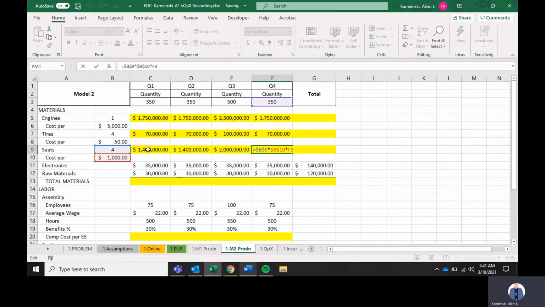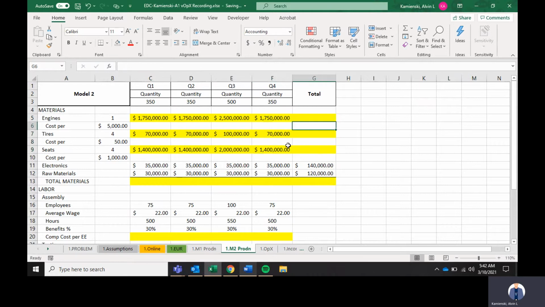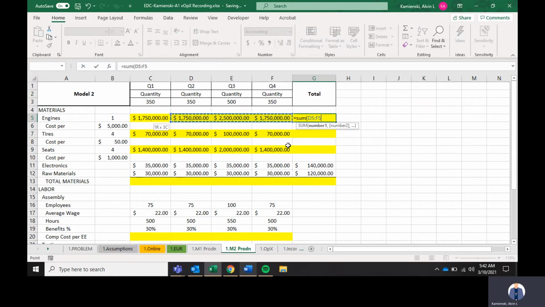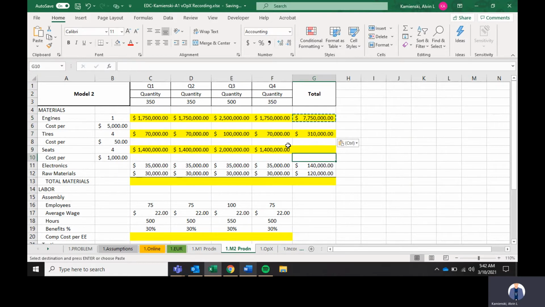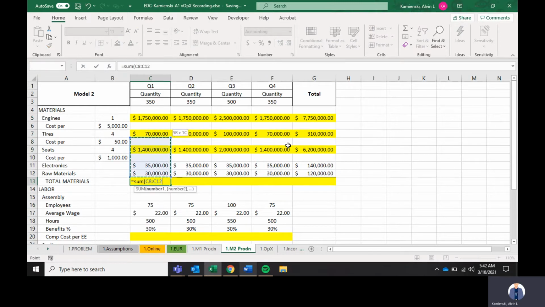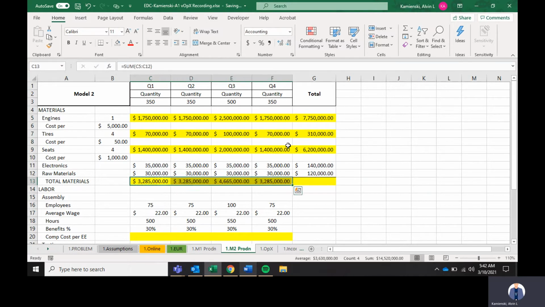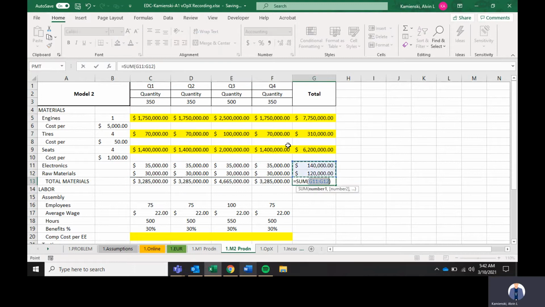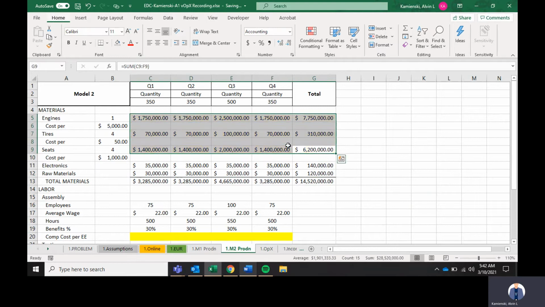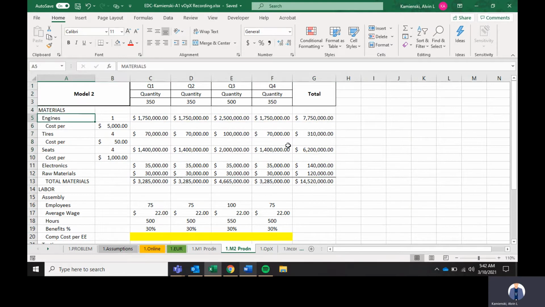I like to double check. So 4 times $1,000 is $4,000 in tires times 350. I should expect to see 1.4 million here. Good. Let's sum these up so that we can take some looks at our total annual totals. And the same down here for our total materials costs. We'll go ahead and sum up our engines, tires, seats, electronics, and raw materials. We can copy and paste those over. Add our sum here and get rid of our yellows and see if we can move down below.